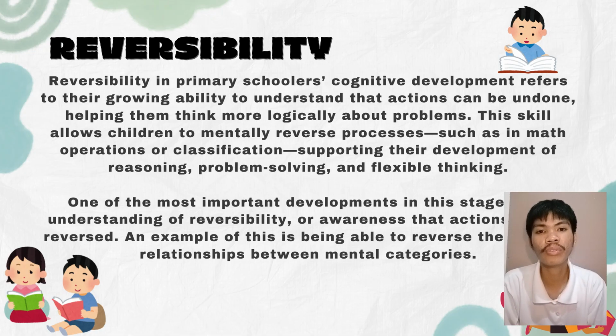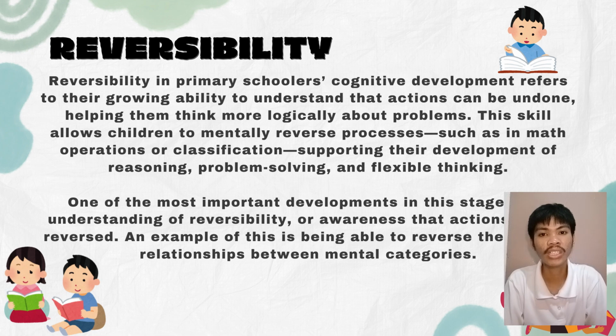So, reversibility refers to the child's ability to understand that actions can be undone or reversed. For instance, they realize that if something is changed, it can also go back to its original form. These skills strengthen their thinking, especially in solving problems and understanding processes step by step. One of the most important developments in this stage is the understanding of reversibility, or awareness that actions can be reversed. An example of this is being able to reverse the order of relationship between mental categories.